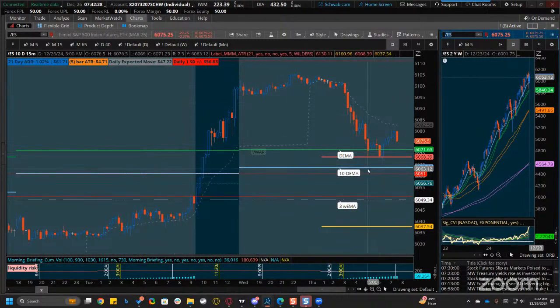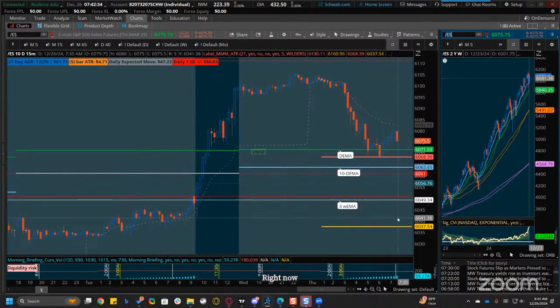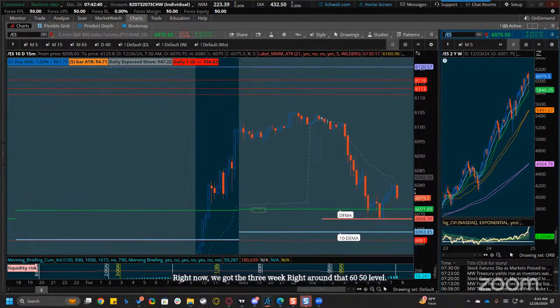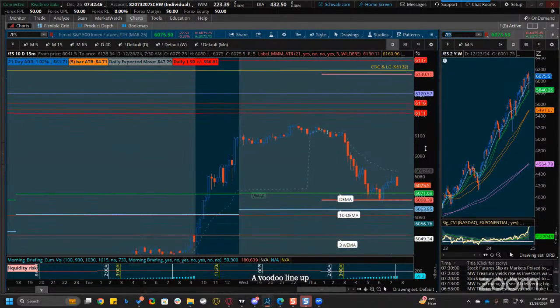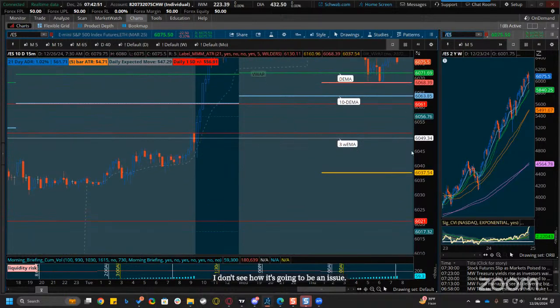So we are really close to the 10-day moving average. We're messing around with the 20 right now. We got the 3-week right around that 60-50 level. A voodoo line up at 61.20. It's a long ways off. I don't see how it's going to be an issue for us right now.